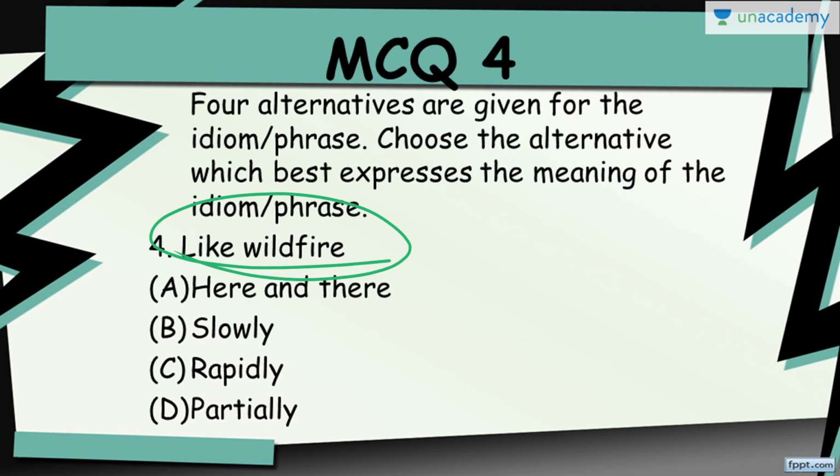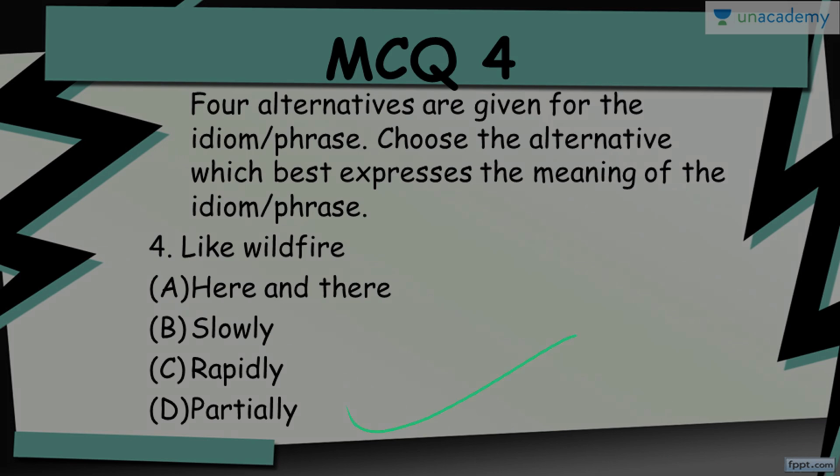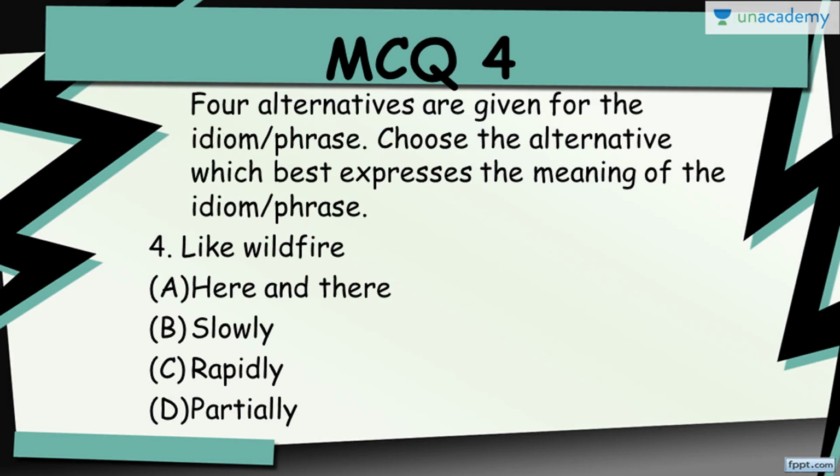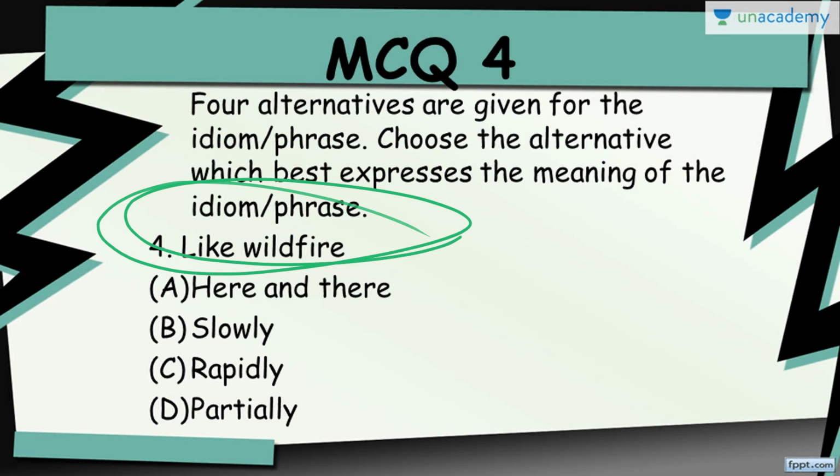So here we go through the options. We have here and there, slowly, rapidly, partially. So the correct answer here is rapidly, because when something spreads like wildfire, it's actually going at a very rapid pace, very quick speed. So we know that something which spreads like wildfire spreads rapidly.